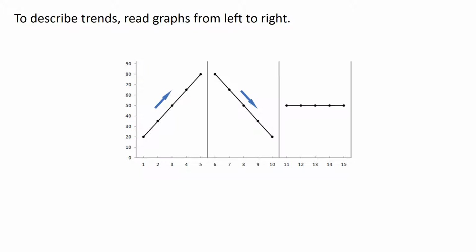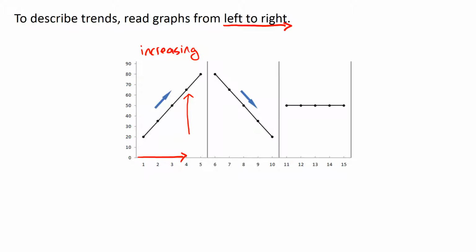So when we're describing these trends of the graph, we're always going to read the graph from left to right, just like we'd read a sentence from left to right. And so if we are reading a graph like the first one here on the left, if we're reading it from left to right along the x-axis, what's happening to the graph as we go from left to right? Well, we see that it's increasing. So this is an example of an increasing graph.